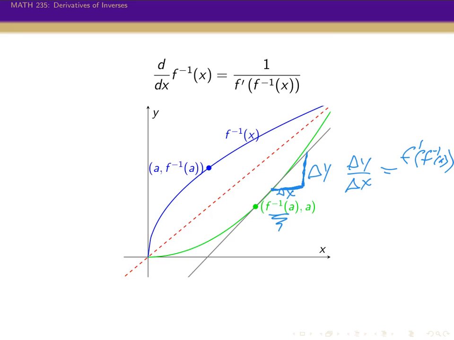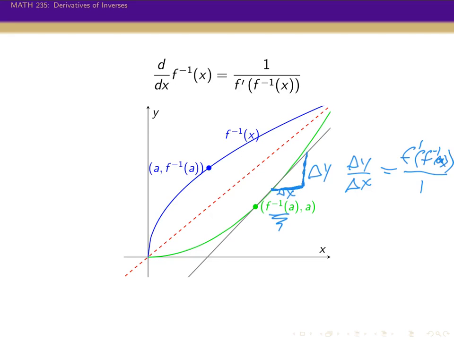And so if you think about this, it is a line, and so for any change in y and any change in x, you're going to have the same value. And so in particular, I can set delta x to be 1, and that means that delta y is f prime of f inverse of a, over 1.